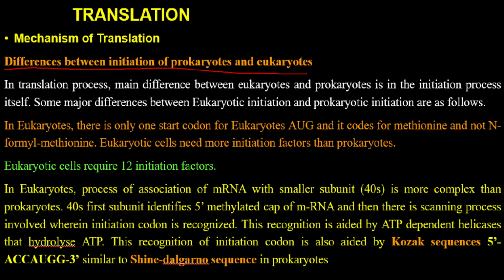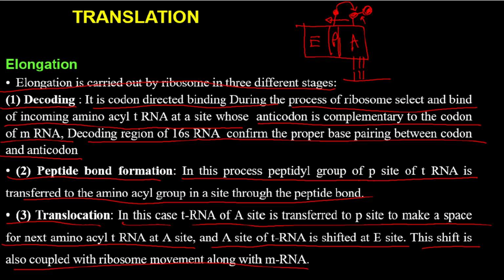This recognition of the initiation codon is also aided by Kozak sequences, 5' ACCAUGG 3', similar to the Shine Dalgarno sequence in prokaryotes. These are actually the recognition sequences. In prokaryotes it is the Shine Dalgarno sequence. In eukaryotes it is the Kozak sequence.